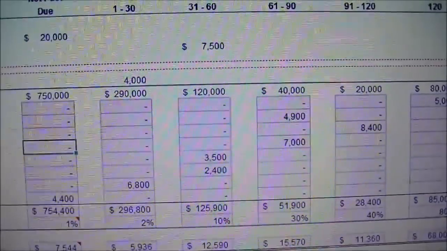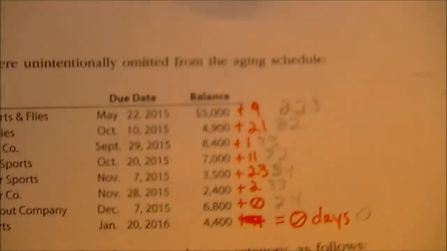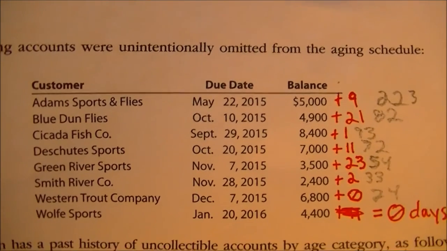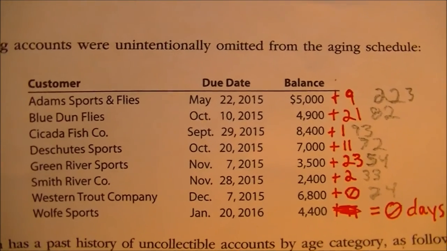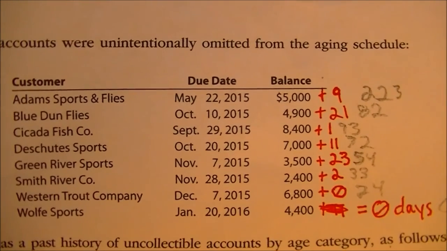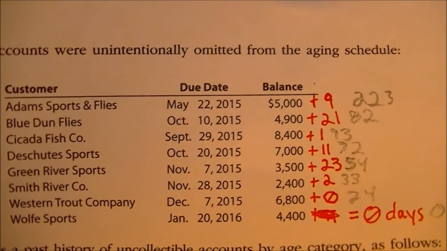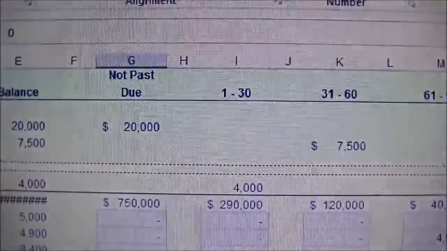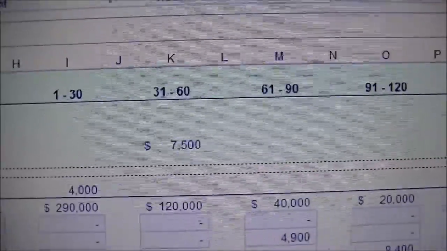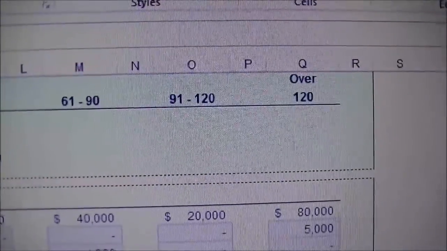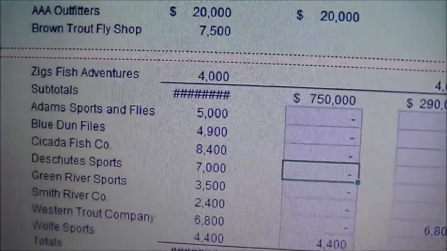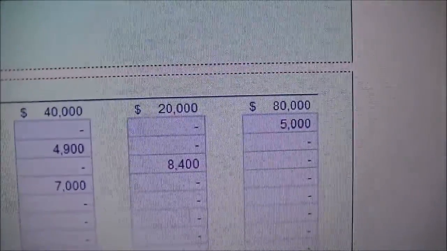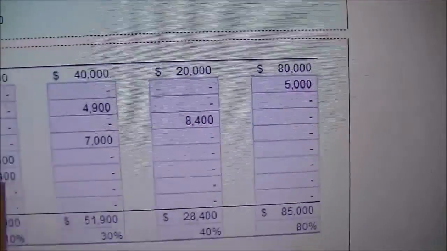And now you're going to look at how much money these companies owed you. Adam Sports and Flies owed $5,000, and they were 223 days late. So we're going to look up here. Let's see here. Where would that go? That's over 120 days. So you can see over here, Adam Sports and Flies, go all the way to the right, go all the way to the right. Enter in your number, 5,000.